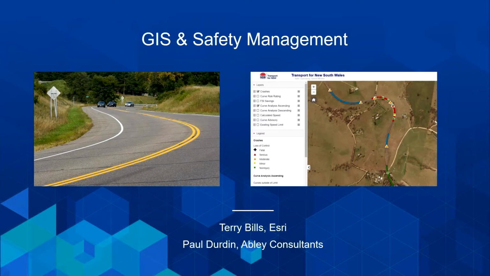Part one was focused on identifying out-of-context curves, and today's webinar is identifying high-risk intersections in urban areas and identifying high-risk roadways in more rural areas. In both cases, we will see that GIS can make a significant contribution in assisting the safety analyst in identifying areas to target for further analysis.